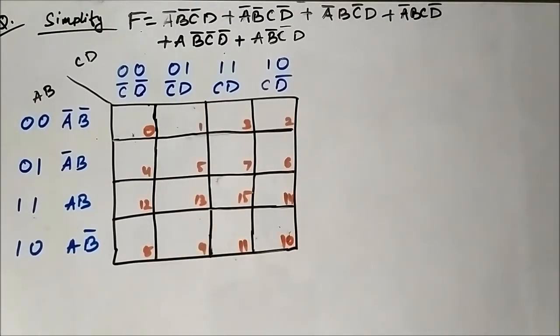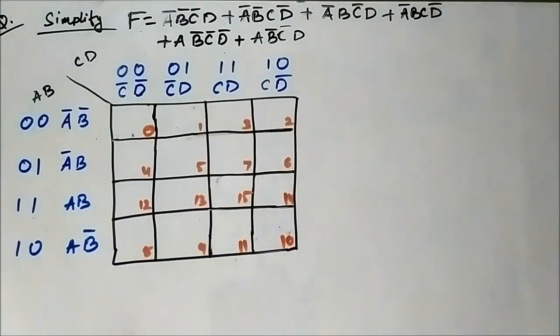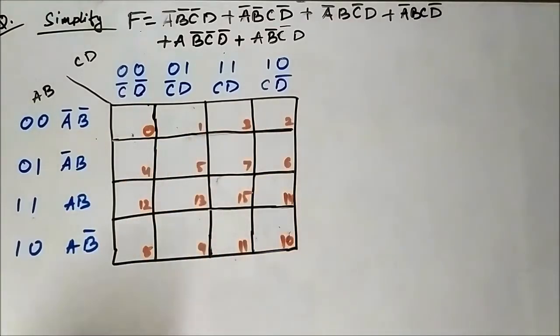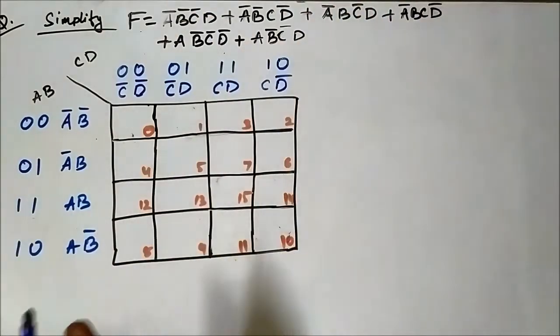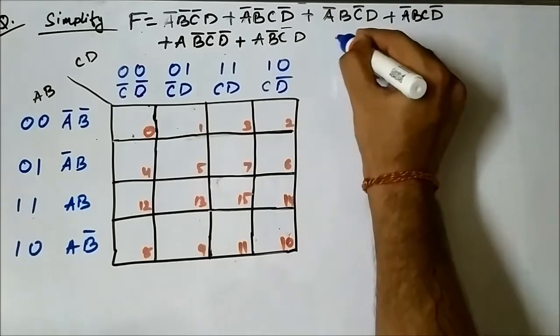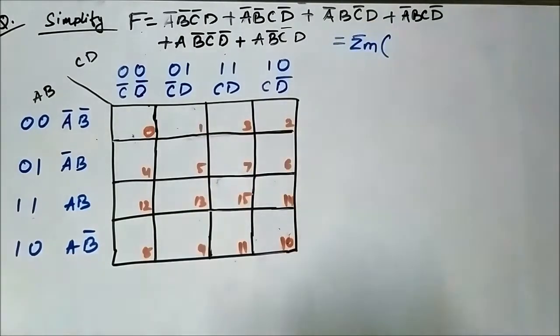Hello friends, this is the third question we are going to discuss on SOP 4-variable K-map simplification. Here we have this Boolean expression and we have to simplify it. We have the 4-variable K-map ready. First, we write this Boolean expression in terms of min terms so that it becomes easy to mark the respective cells.